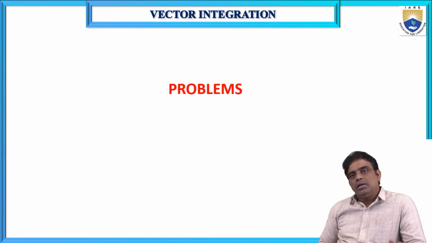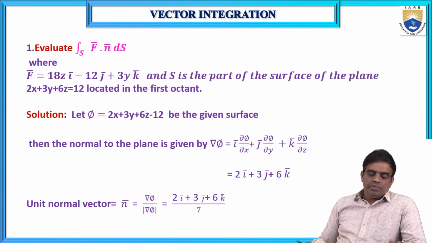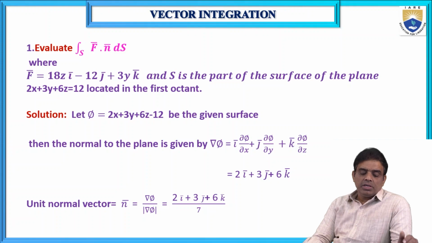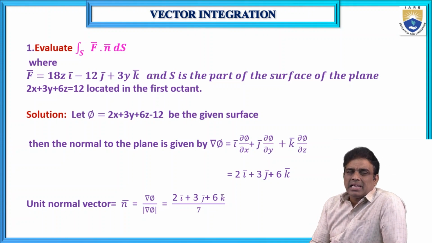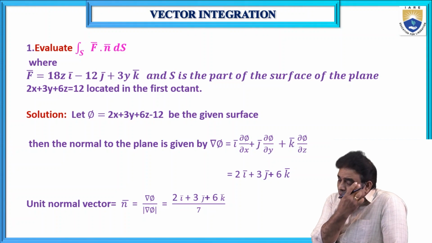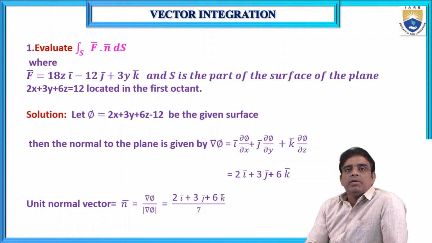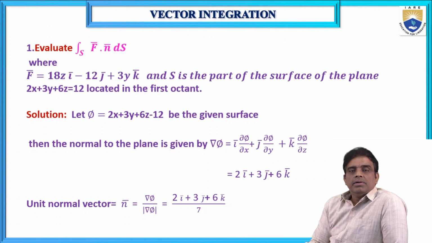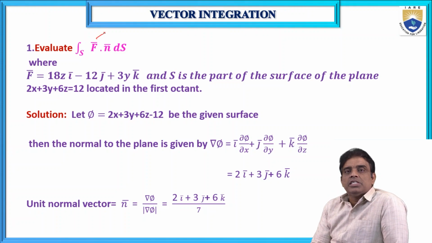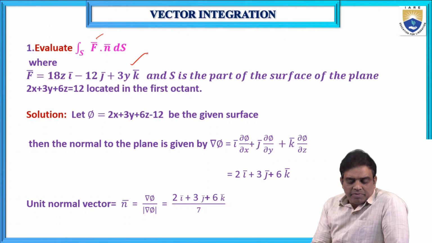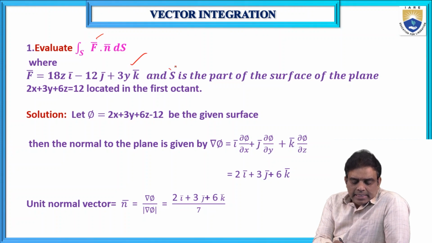What is the way of giving the problem in the examination? Evaluate the integral of f bar dot n cap into dS. N cap or n bar, both are the same. N bar means the outward normal vector to the surface S, and f bar is the given vector point function defined on the surface. So evaluate f bar dot n cap into dS, where f bar is a given vector point function and S is the part of the surface of the plane.